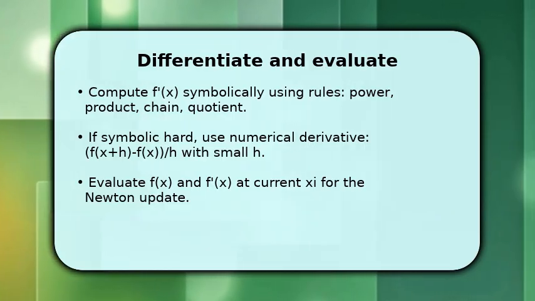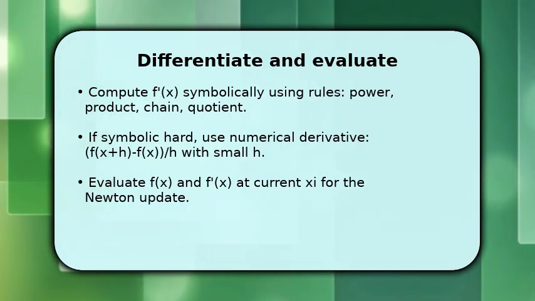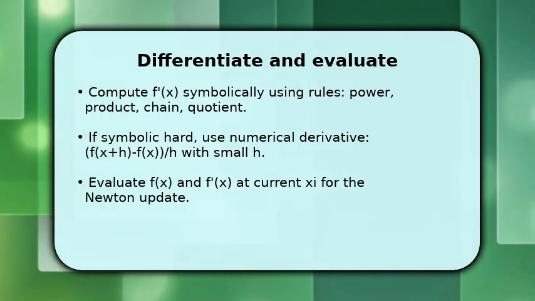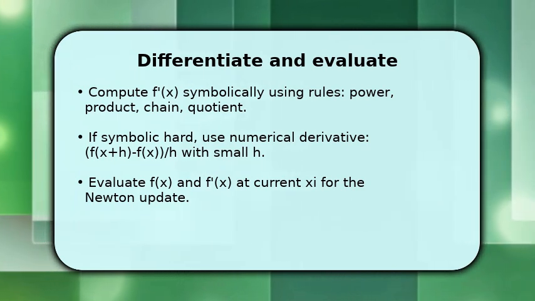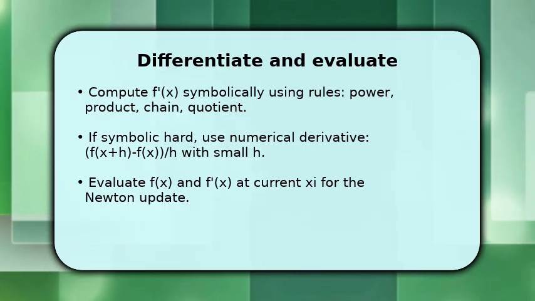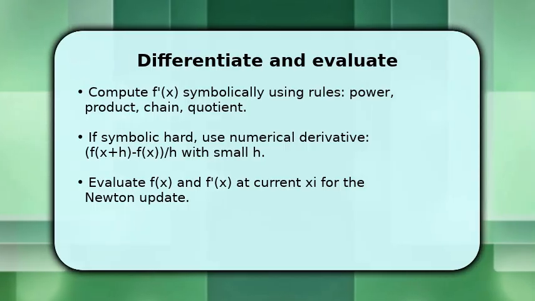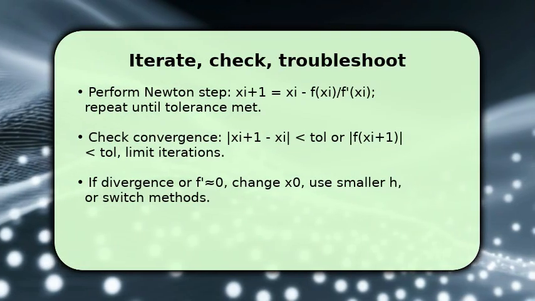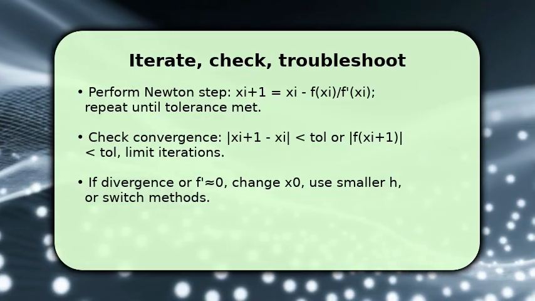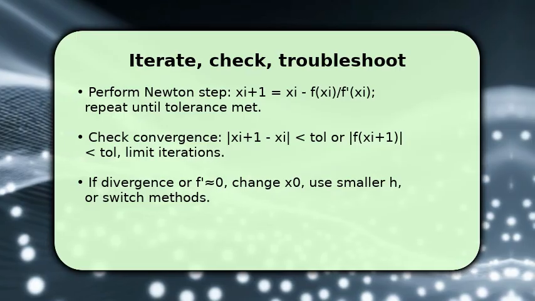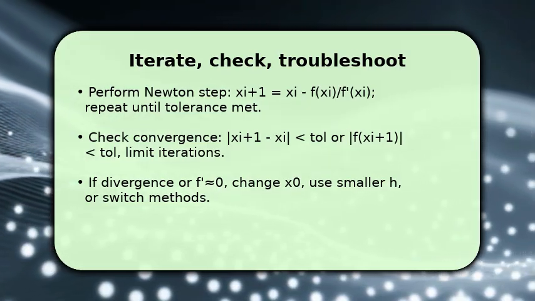Once you have f' either exact or approximate, evaluate both f(xn) and f'(xn) at your current xn. These two numbers drive the Newton update step that follows. Perform the Newton iteration. Compute xn+1 = xn - f(xn)/f'(xn), and then update xn. Once done, check convergence with |xn+1 - xn| < tolerance or |f(xn+1)| < tolerance, and cap the number of iterations to avoid endless loops.